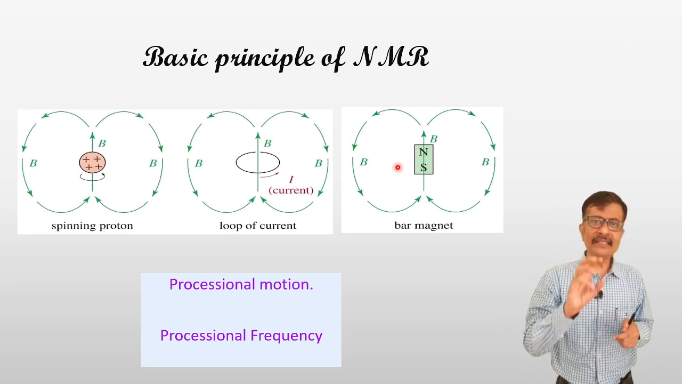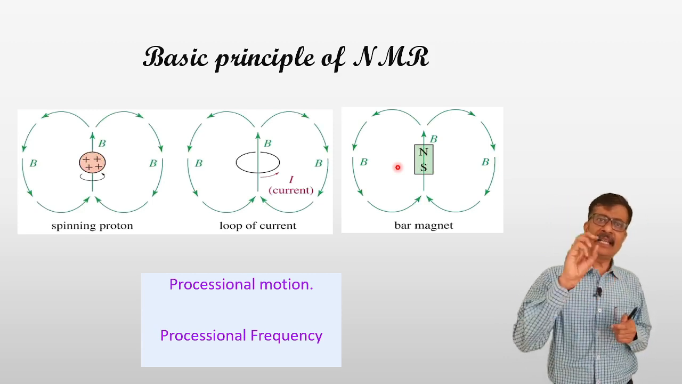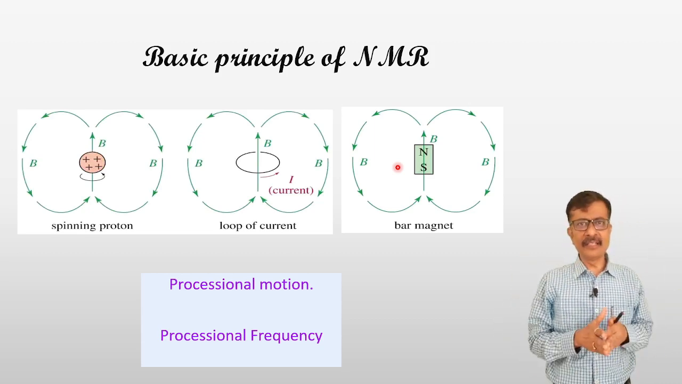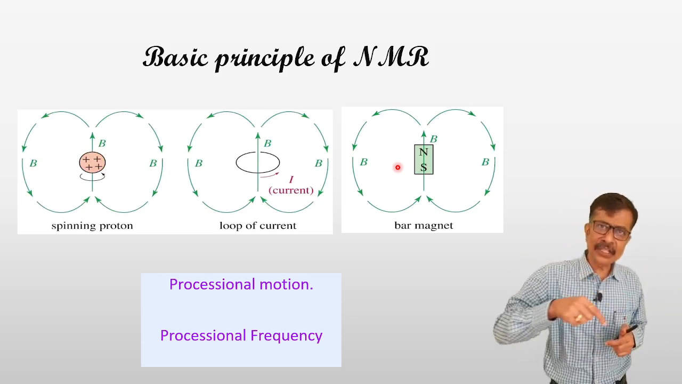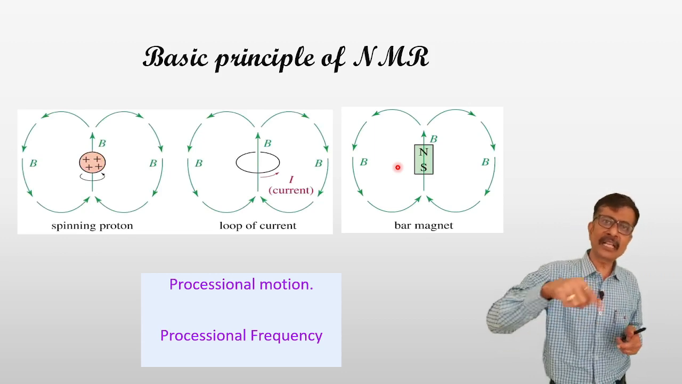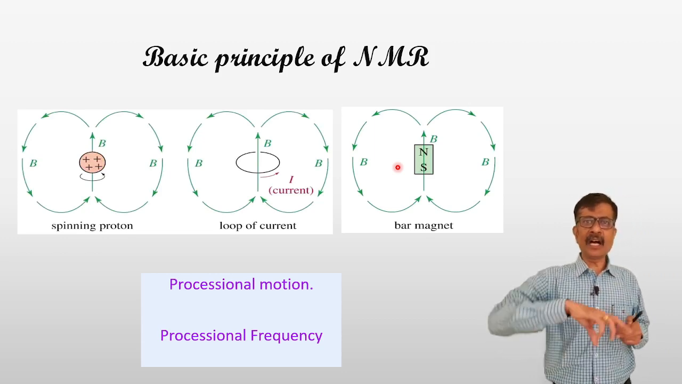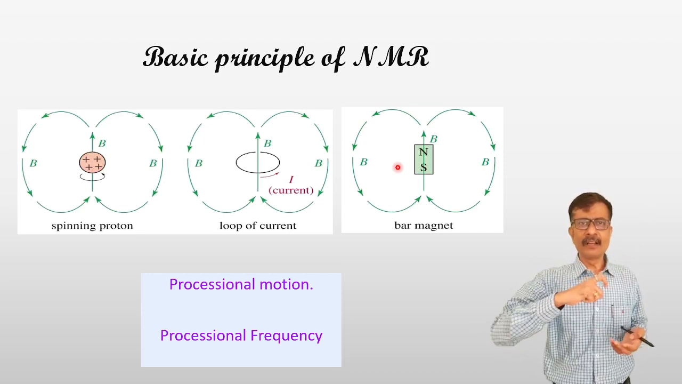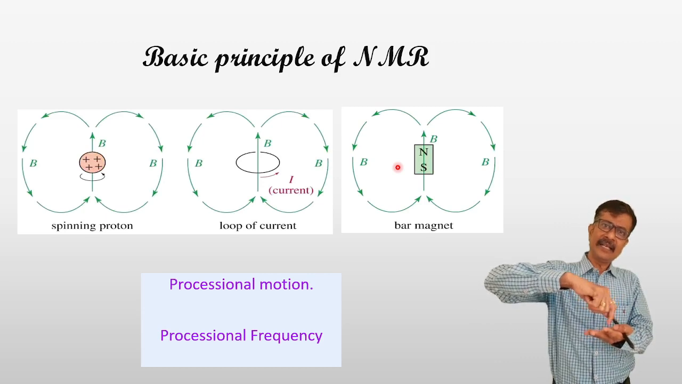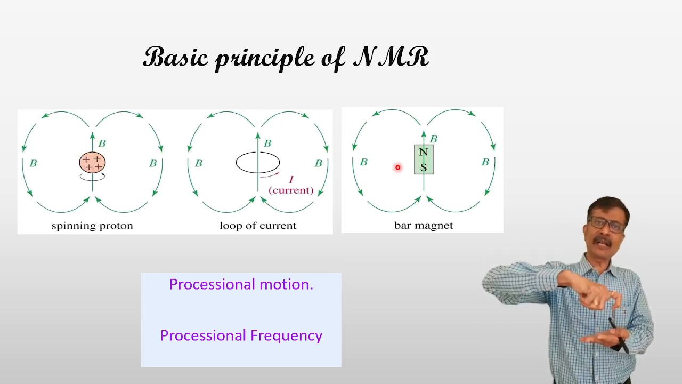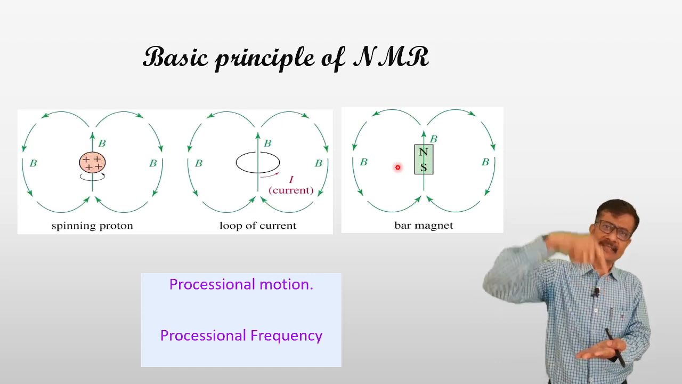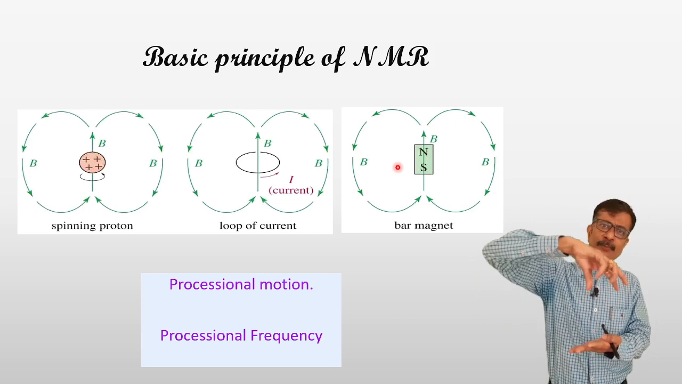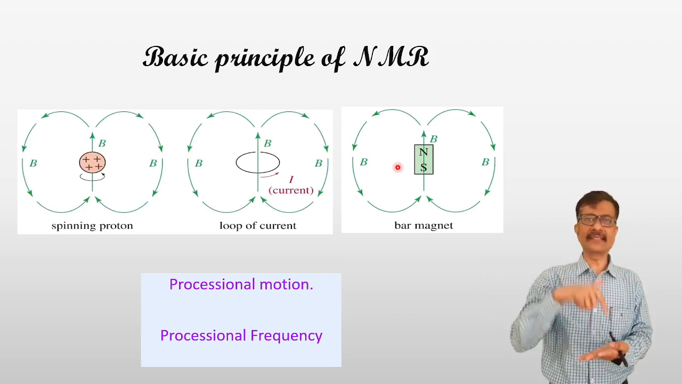When such a nucleus, a charged body, is kept in a strong magnetic field, it will have a precessional motion, or a circular motion. How is the circular motion? You can imagine a spinning top. When the top is spinning, it has a circular motion around its own axis. That is known as a spinning motion. The top is spinning around its own axis.